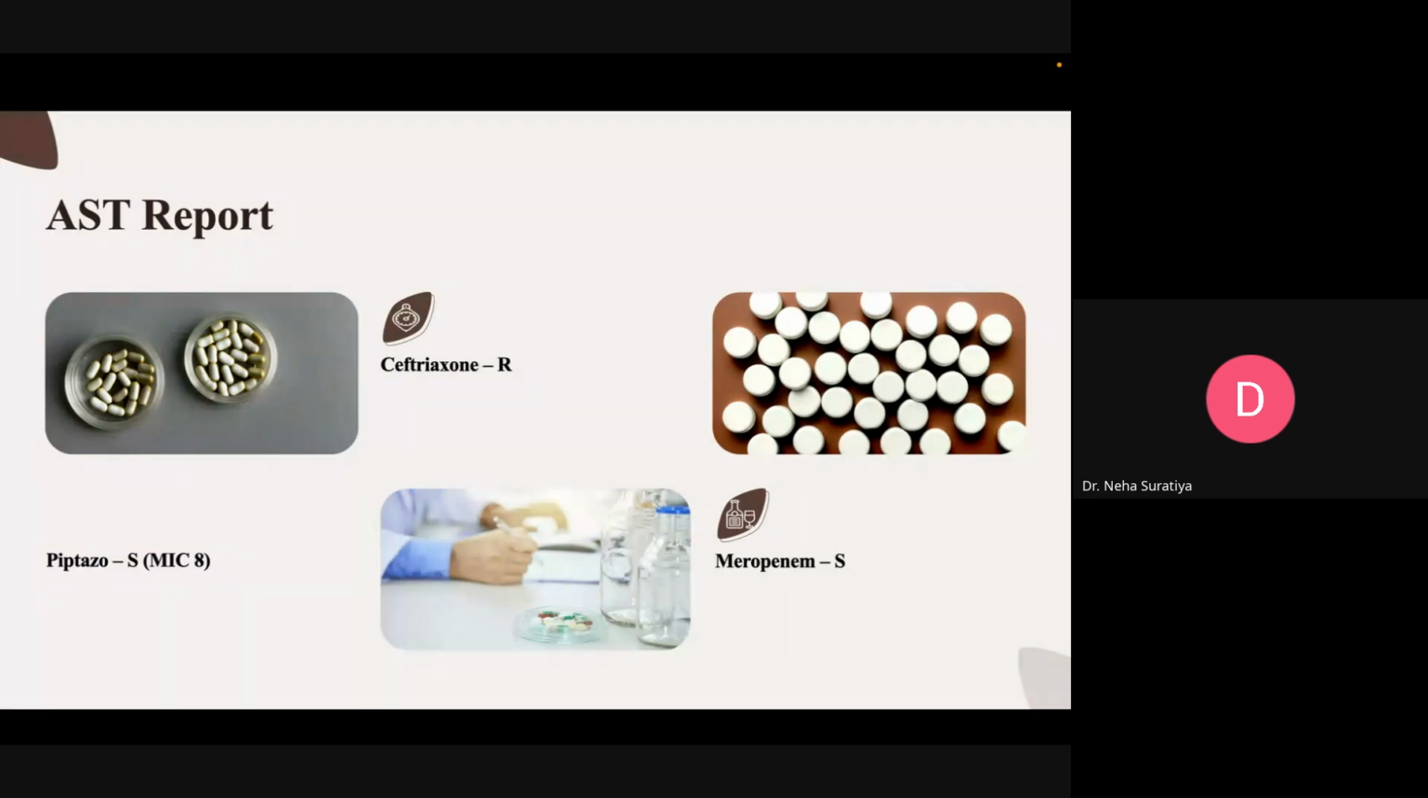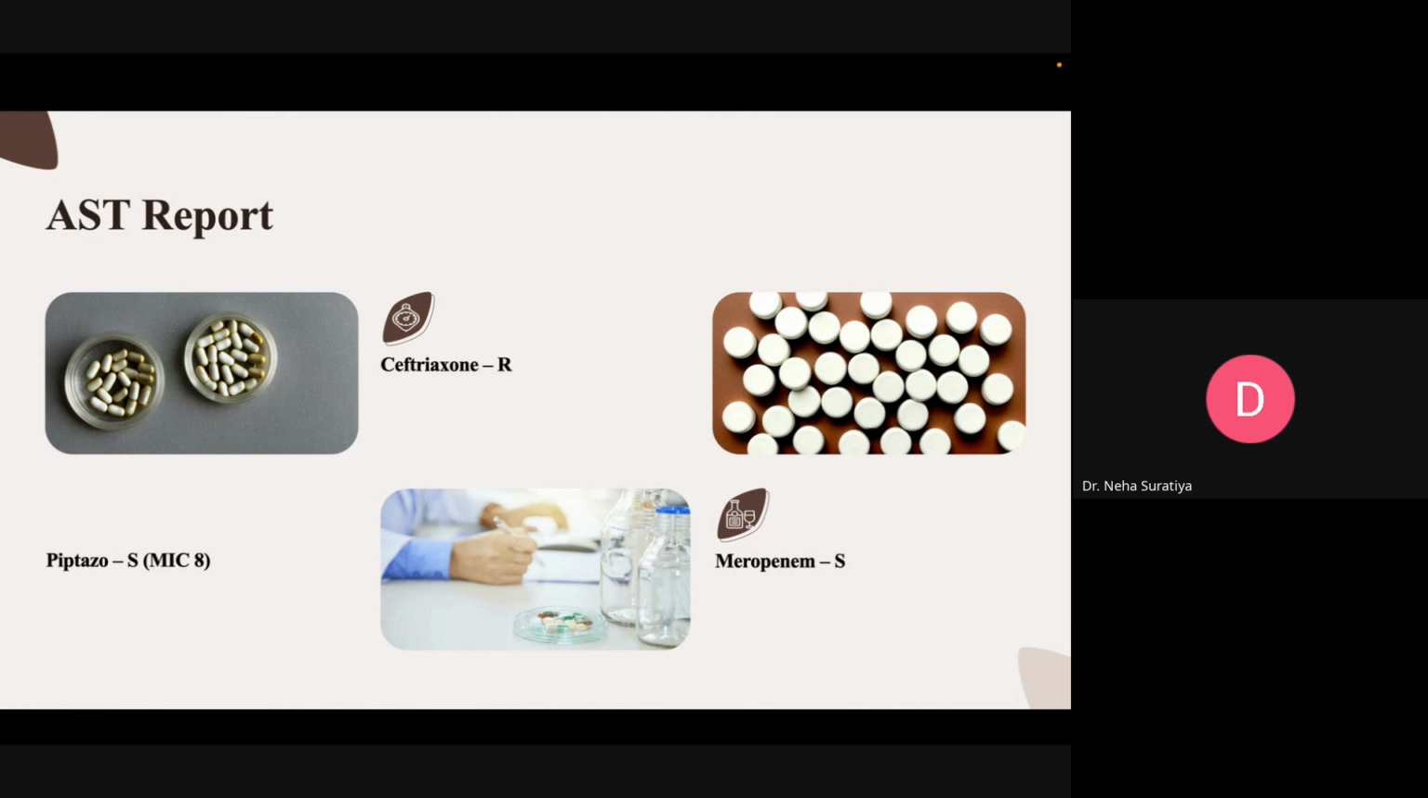Now, we can do a line by line interpretation, guys. Very first, ceftriaxone is resistant. Since this is an ESBL producer, ceftriaxone resistance is expected. Even if it is reported as susceptible, we should not trust it in case of ESBL, because the infection has a higher failure rate. So that is eliminated.